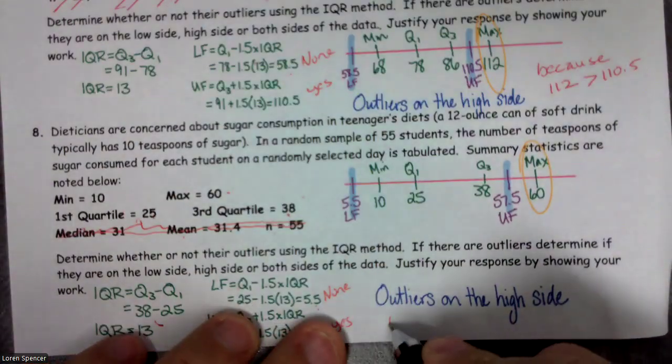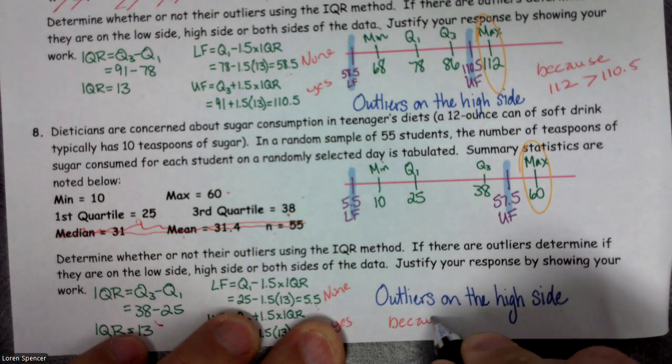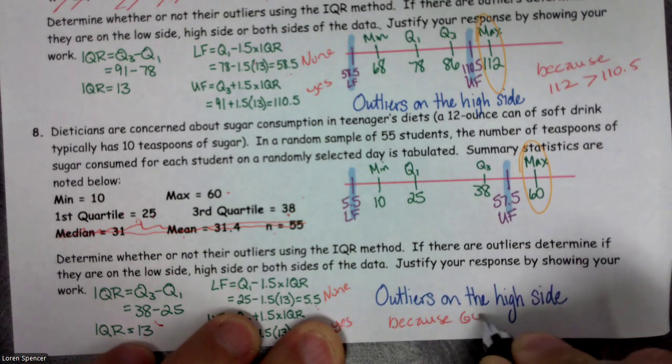And the reason we have an outlier on the high side is because 60 is greater than 57.5.